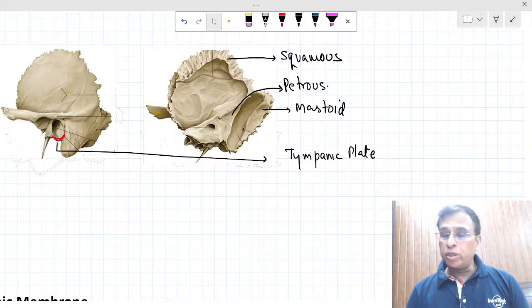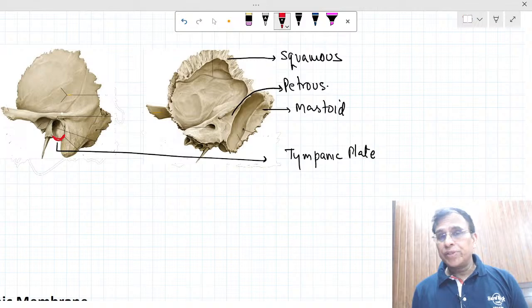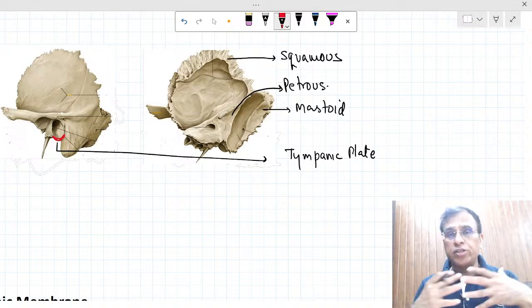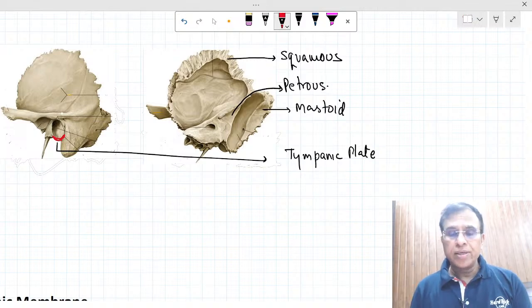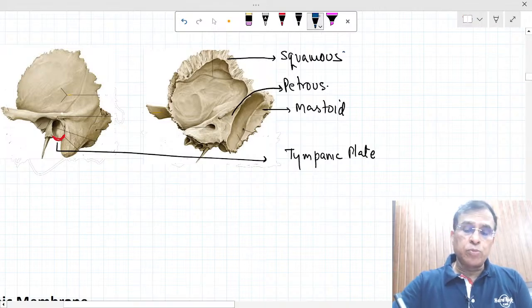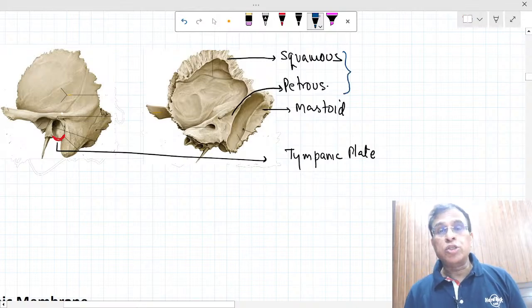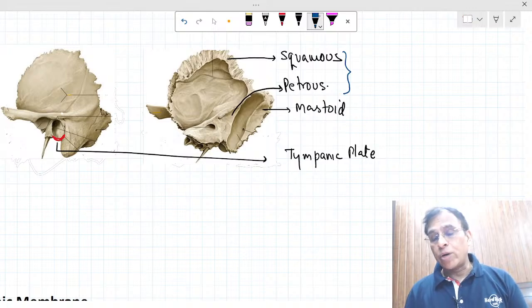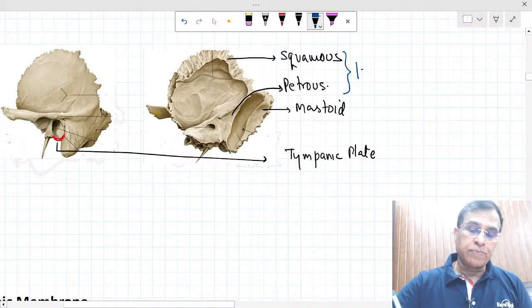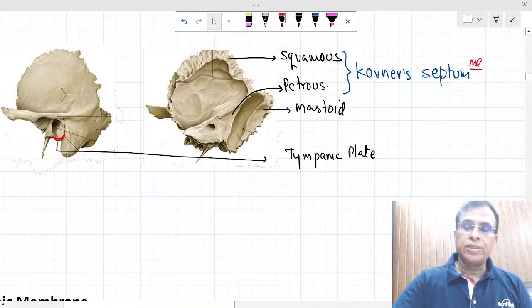Now from here, two or three points, which are MCQs. Number one, we all know the skull bones, when they join with each other, the joints are called sutures. Now the suture between the petrous and the squamous bone has a name, and it's a very important MCQ. It's called the petrosquamous suture, also known as Korner's septum. They really ask you this question: what is Korner's septum? Korner's septum is the other name for the petrosquamous suture. That's all.